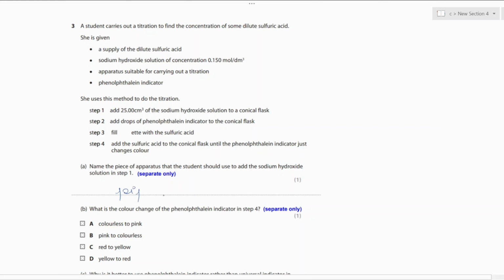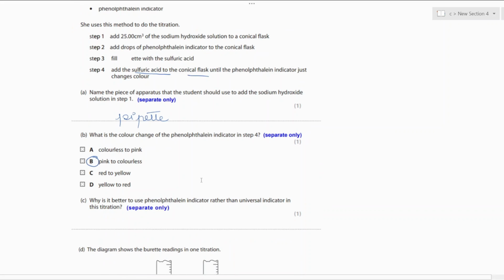Okay. Then what is the color change of phenolphthalein indicator in step 4? Now in step 4 we have added sulfuric acid to the conical flask and the color changes. So what's the color change? Pink to colorless. Okay, next one is why it is better to use phenolphthalein indicator rather than the universal indicator?